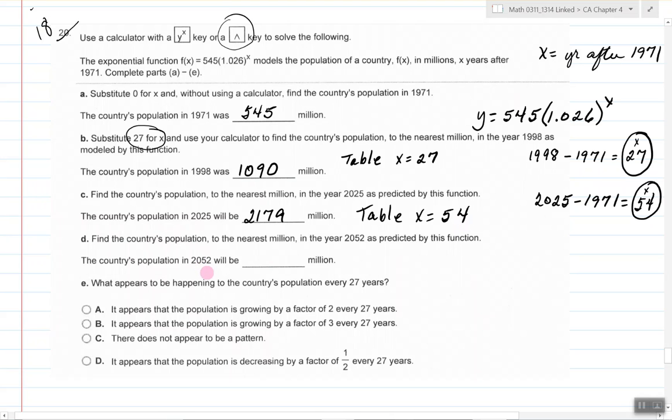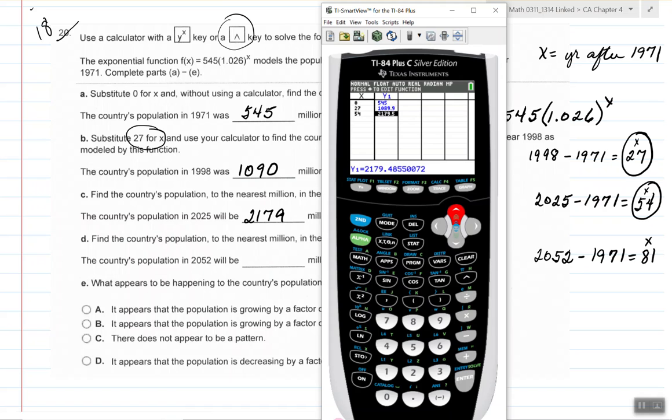The next one, the country's population in 2052. Let's see what that will be. I take 2052 and subtract 1971. I get 81. X is 81. So 81 years after 1971.